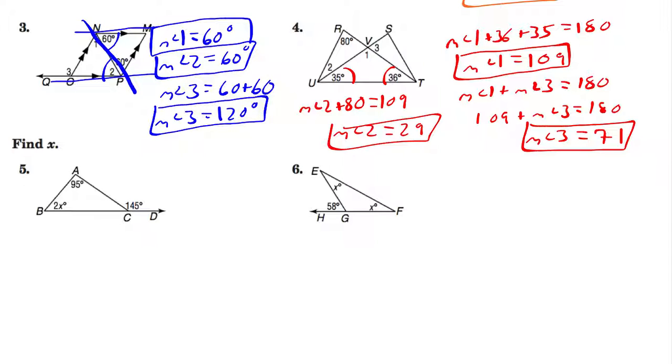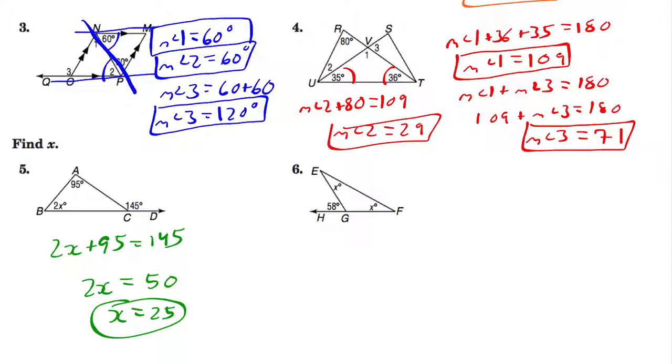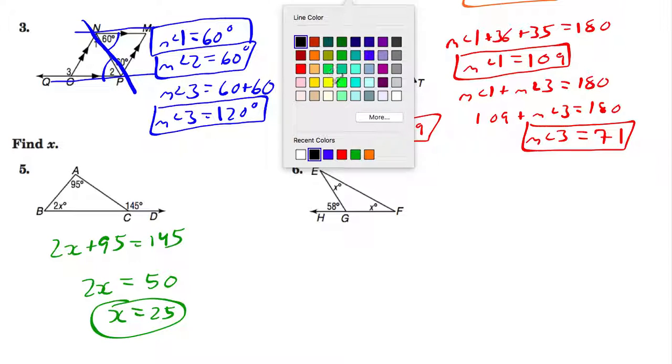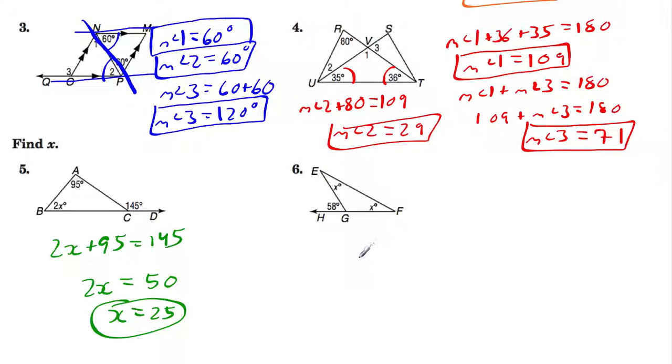Going down here, we have a little bit of algebra, but we set up an equation and we say that 2x plus 95 is equal to 145. Subtracting 95 from both sides, we get that 2x is equal to 50. So x must be equal to 25. And let's go back to orange for this last problem here. And we can say that x plus x is equal to 58. Well, that's just 2x is equal to 58. So x is half of that, which is 29.